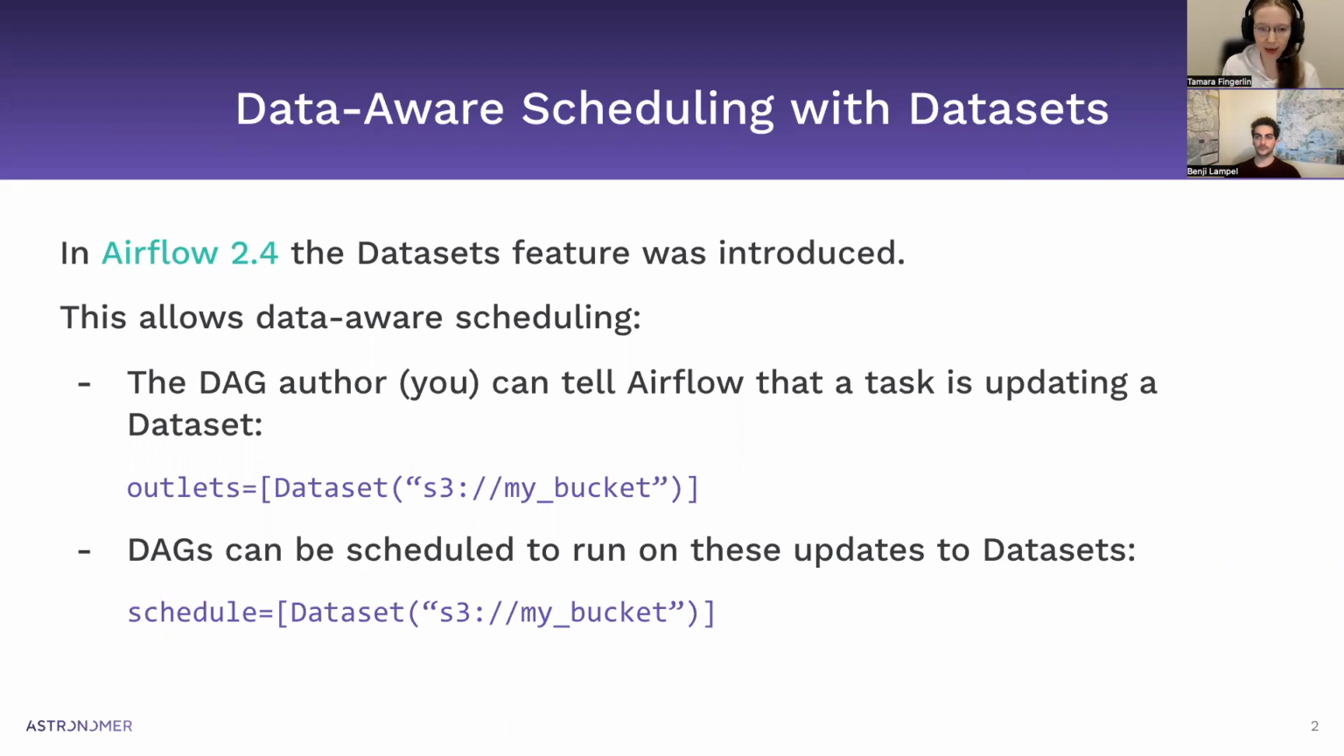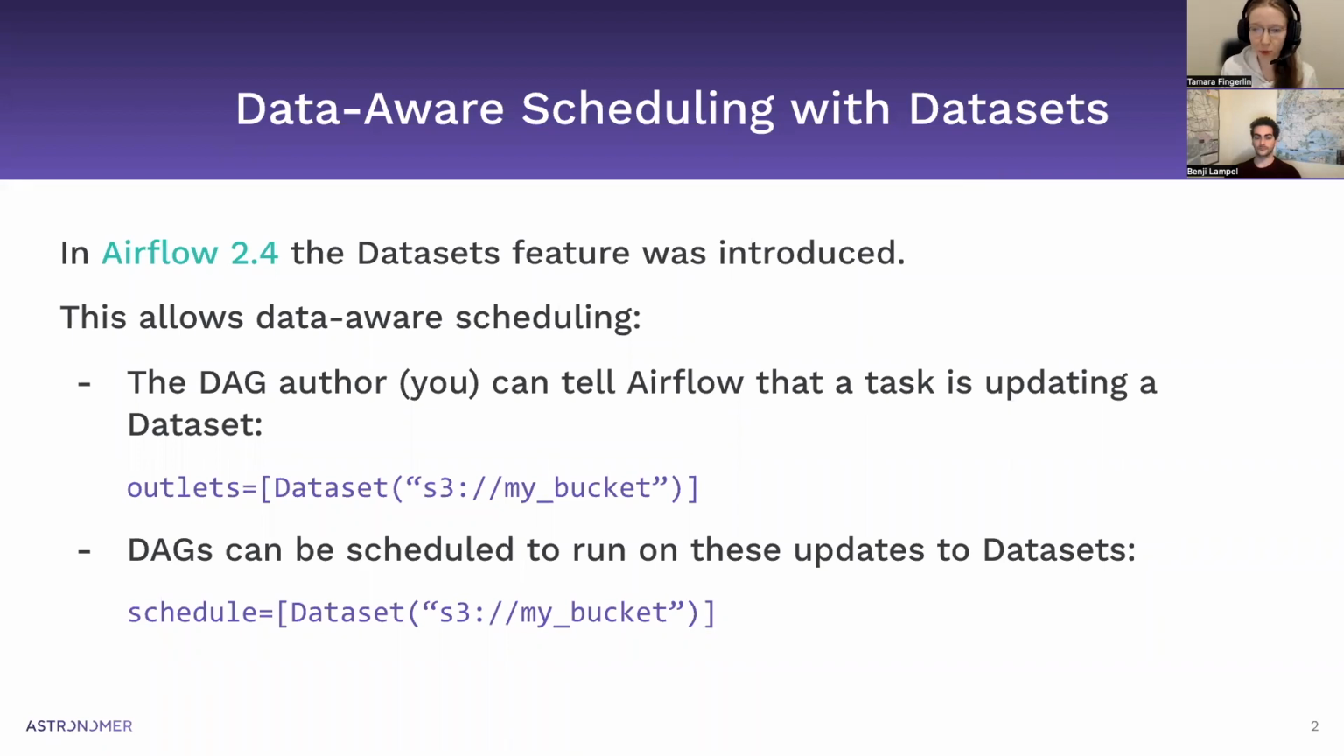So you, as the DAG author, can now tell Airflow that a specific task is updating a dataset. And that dataset can be a table in a relational database, it can be a bucket in a block storage, it can be any file. You simply put the URI to that dataset in the dataset object, and then you pass it to the outlets parameter of that task. And this tells Airflow, hey, when this task completes successfully, this dataset has been updated.